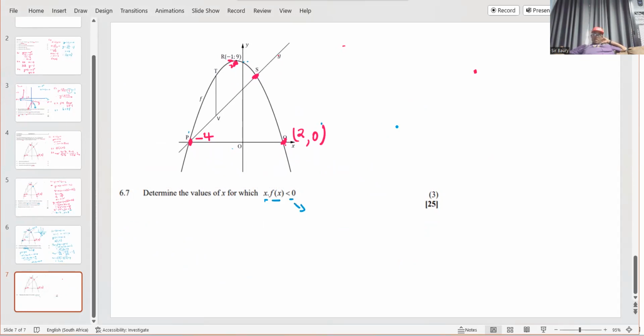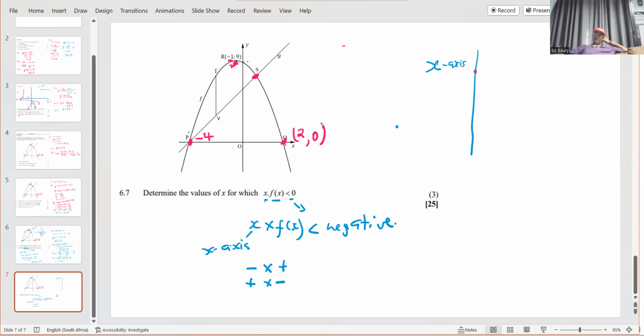They're meaning that if I multiply x and the graph of f of x, right, this is the x-axis. If I multiply the x-axis with the graph of f, I must get a number that is negative. That's what I must get. So for me to get a negative, I need to multiply negative times a positive, or I can multiply a positive times a negative. This is what I'm saying. So I'm going to have x values here, right, x-axis. Then I have the graph of f here.